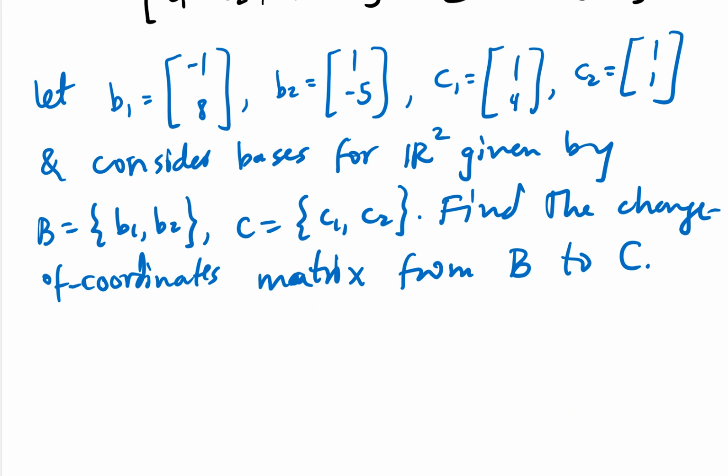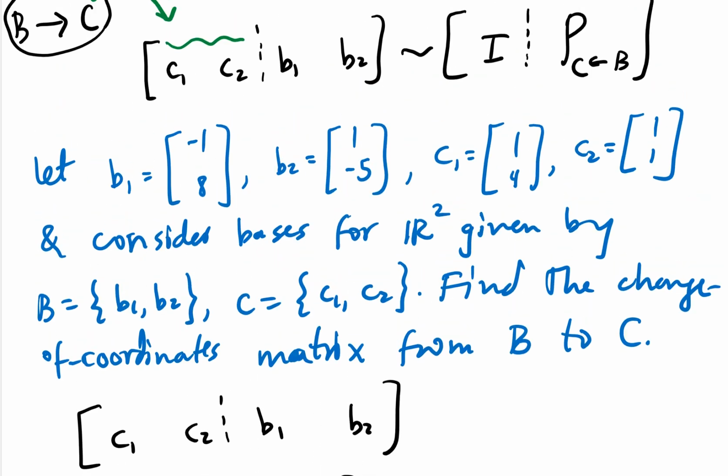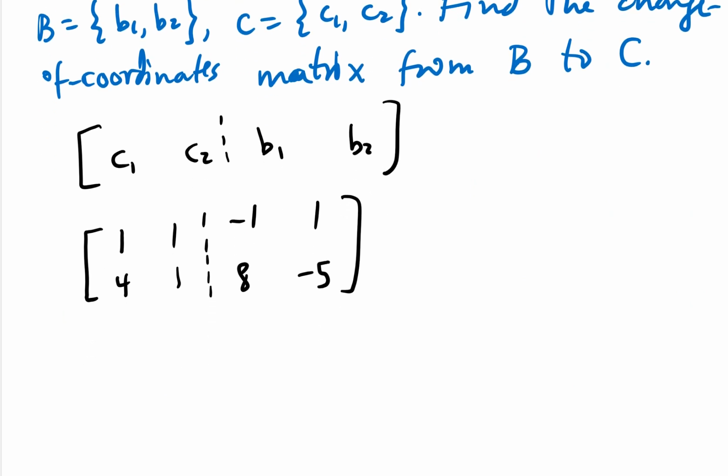So remember, we're going from B to C. Because B to C, we start with the C's, C1, C2, B1, B2. C1, 1, 4, C2, 1, 1, negative 1, 8, 1, negative 5. And remember what we need to do with this matrix. I want to get the identity matrix there by performing some row operations on this. So what am I going to do here? I already have one there. I'm going to take negative 4R1, add it to row 2.